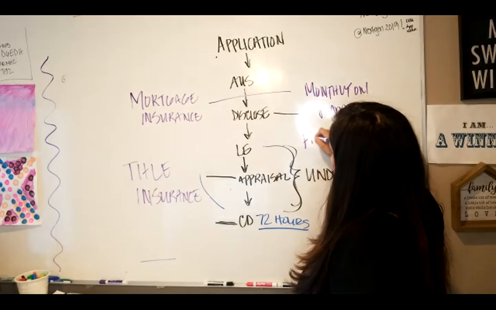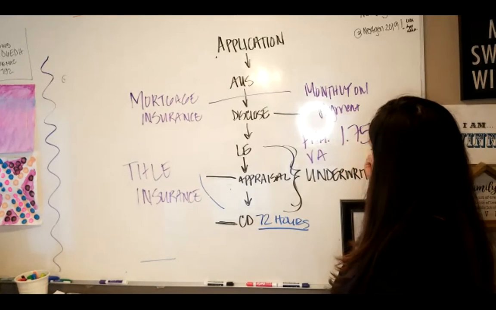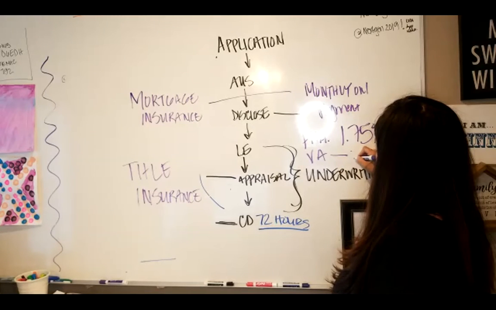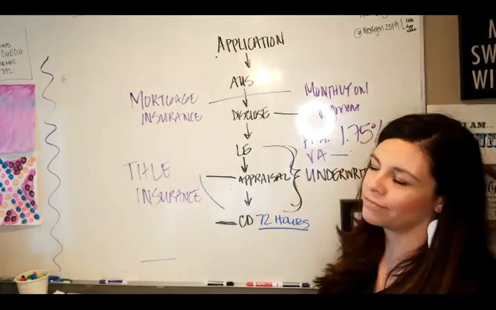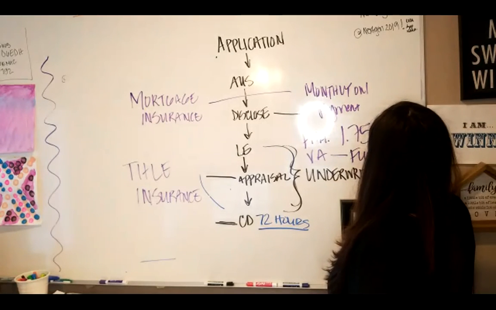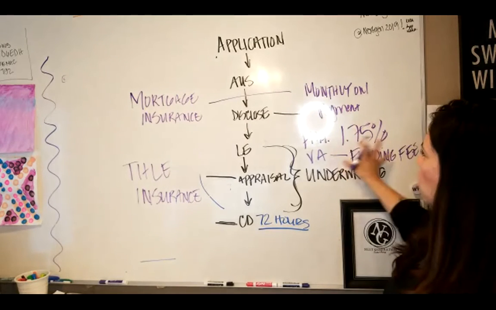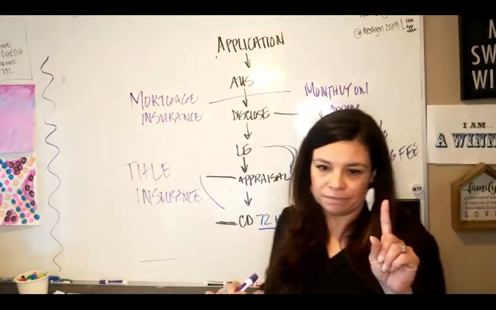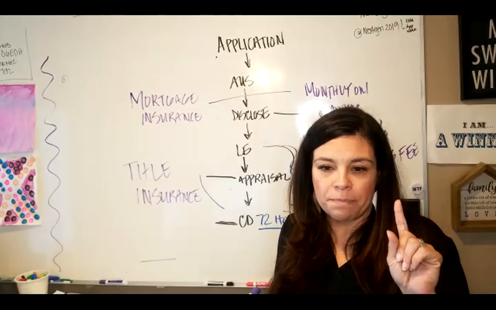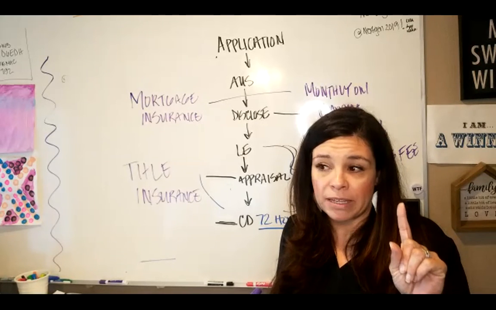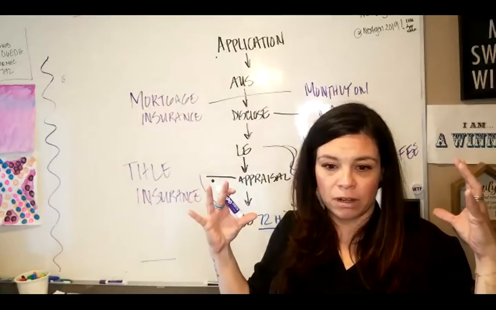On FHA, this is also the 1.75%. And on VA, it's whatever their funding fee is. Okay, these are all monies that are for this reason. Mortgage insurance is a policy basically with the thought behind it being the event of default of the borrower.